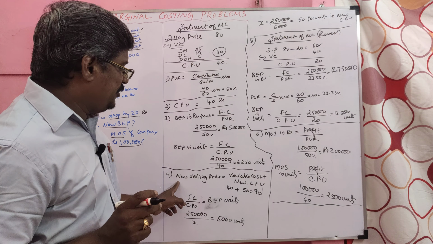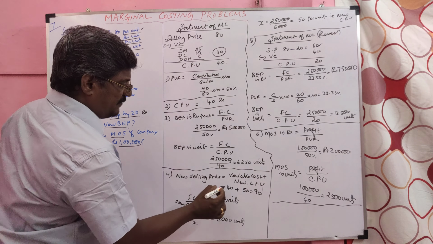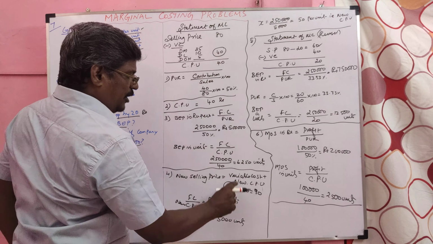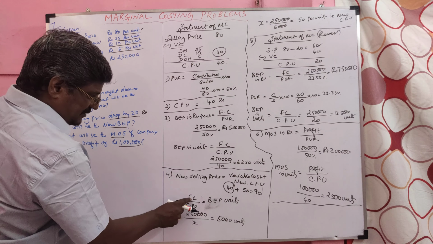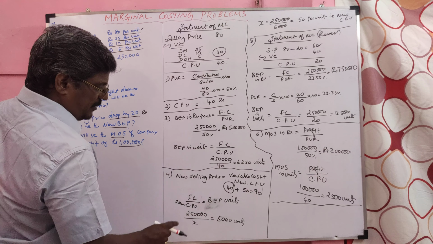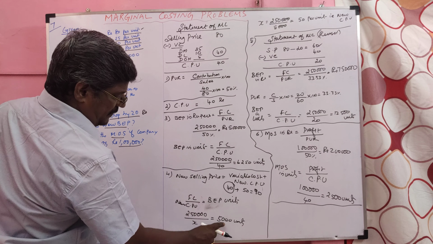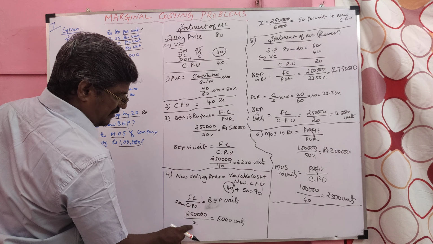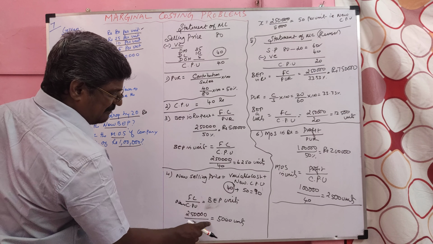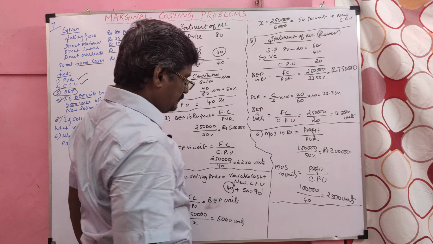Now they are asking new selling price. What is the formula? Variable cost plus new CPU. Variable cost we know, given in question, 40. New contribution per unit, how we can ascertain? Fixed cost divided by new CPU equal to BEP unit. Fixed cost given, new BEP also given. So 2,50,000, contribution per unit new not given. I am keeping as X equal to 5,000. So X equal to 50, that we have to write here.